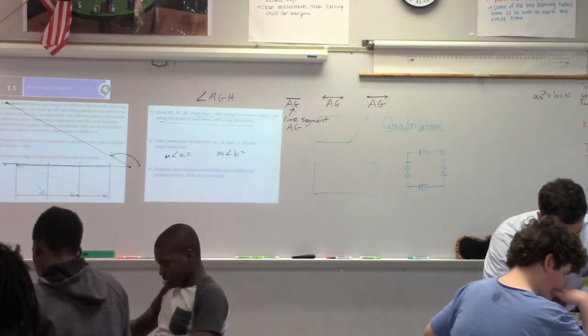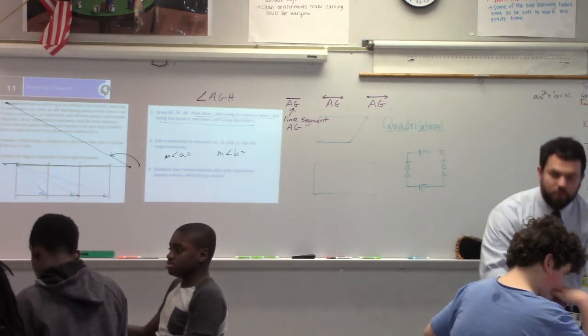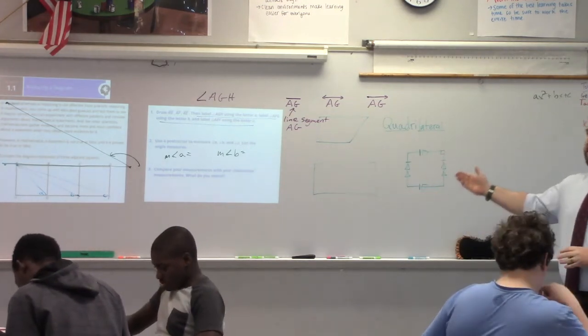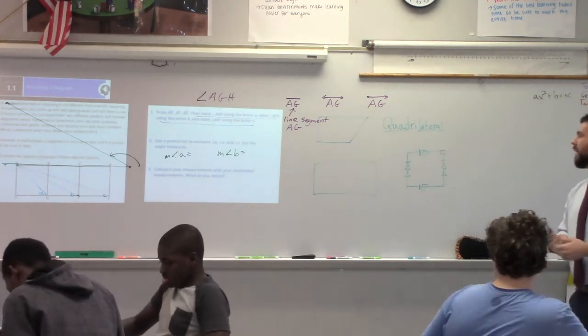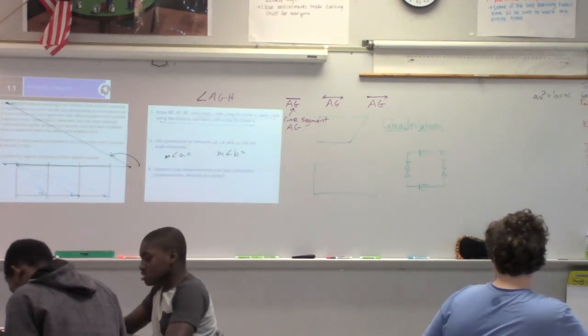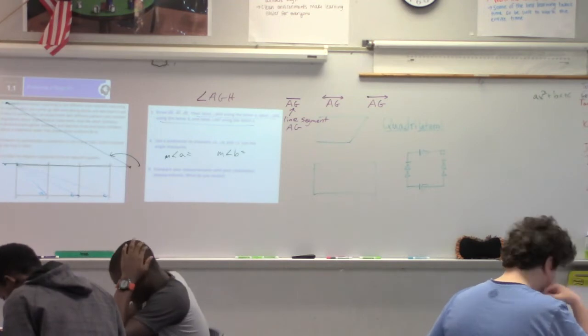Alright guys, at this point we should, for the most part, have our three angles measured. Have your answers down. Look at number 3 to compare your measurements with your classmates' measurements. Talk about that within your small group once you have all 3 angles measured.